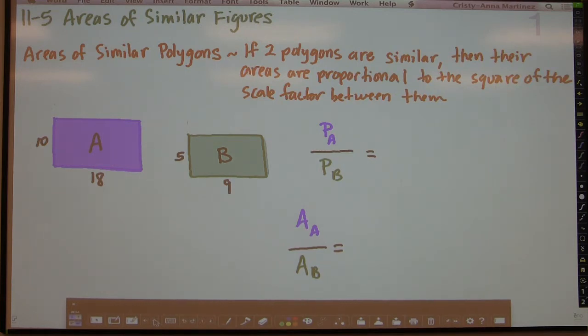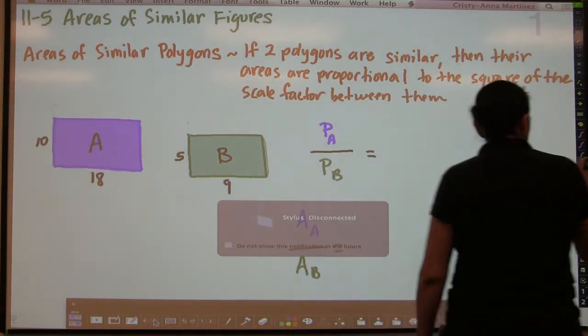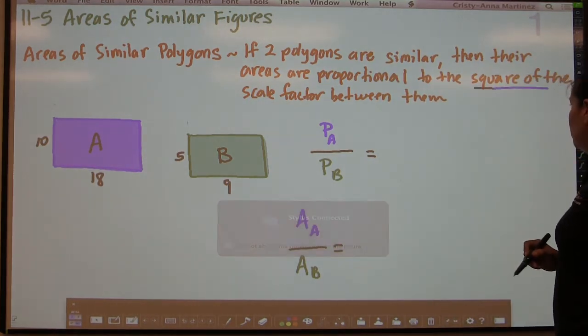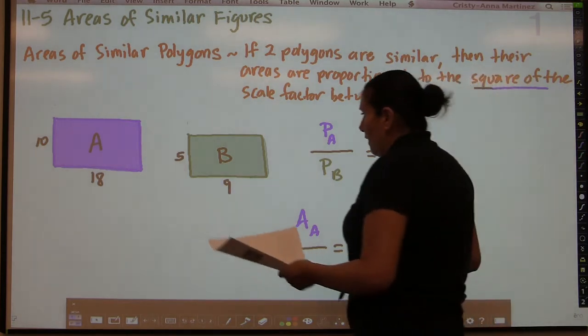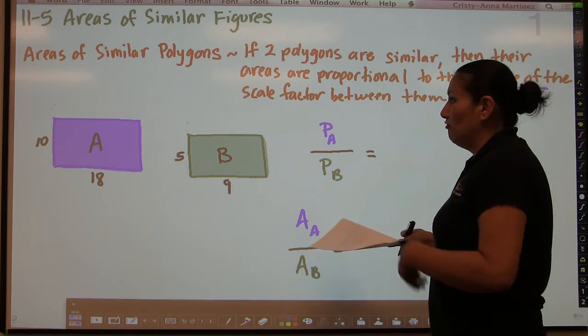And so in a similar fashion, we have the areas of similar polygons, or figures. It says if two polygons are similar, then their areas are also proportional to the square of the scale factor between them. So the difference here is the square of the scale factor. The first thing we have to do is figure out what the scale factor is. The scale factor is basically the number that you multiply to get one figure from the previous figure.